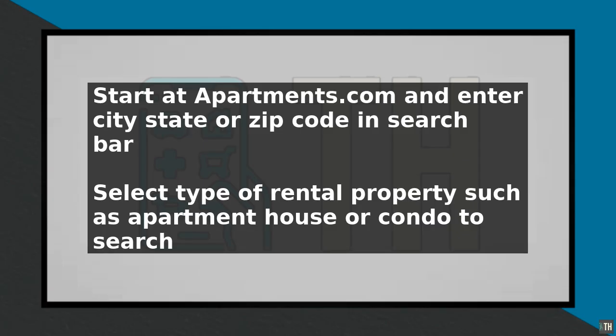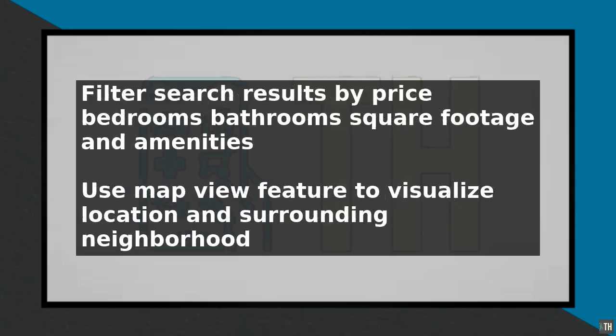To start, go to Apartments.com and click on the search bar at the top of the page. Enter the city, state, or zip code where you want to find an apartment, and select the type of rental property you are looking for, such as an apartment, house, or condo. Once you have entered your search criteria, click the search button to view a list of available properties.